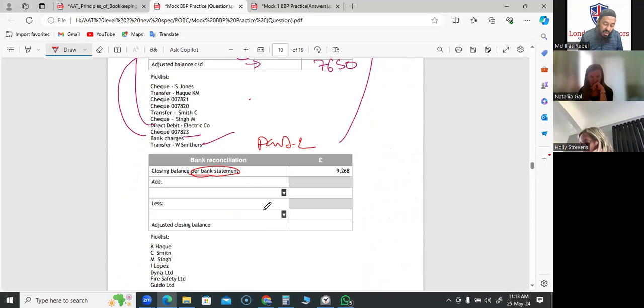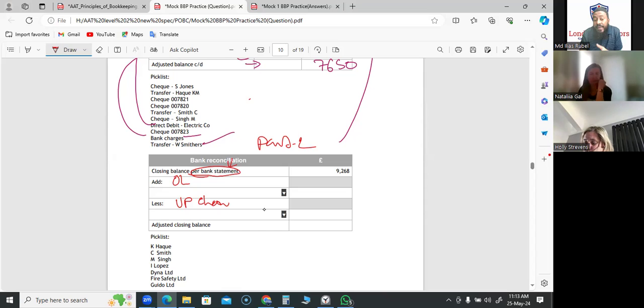add outstanding lodgement less unpresented check. That is the formula. Repeat. This is a formula. You need to write it down. You need to remember. If you start with bank statement balance, add outstanding lodgement, less unpresented check.